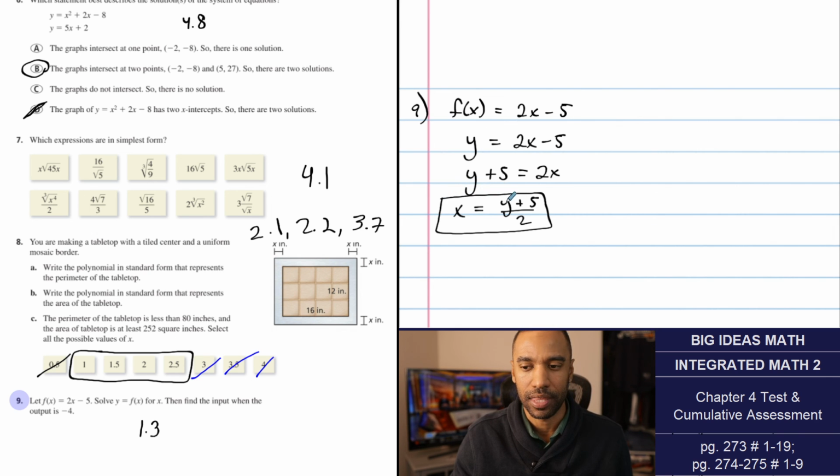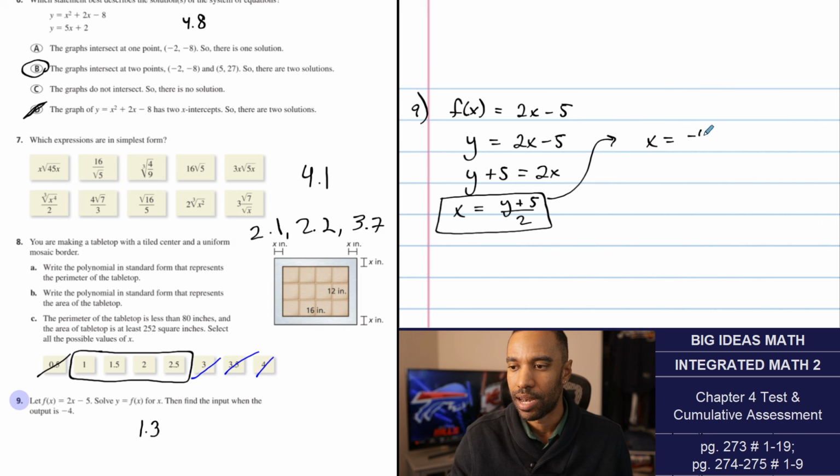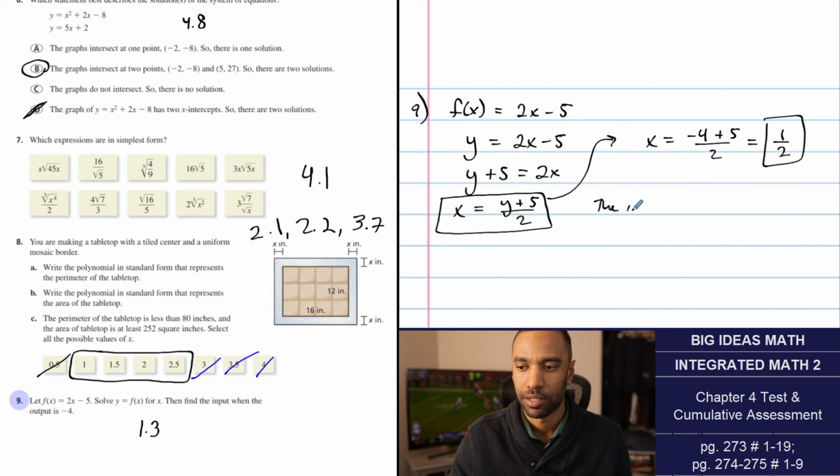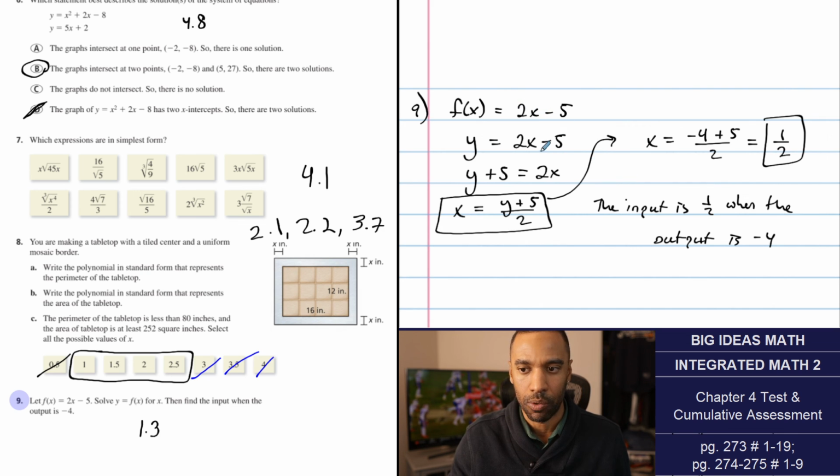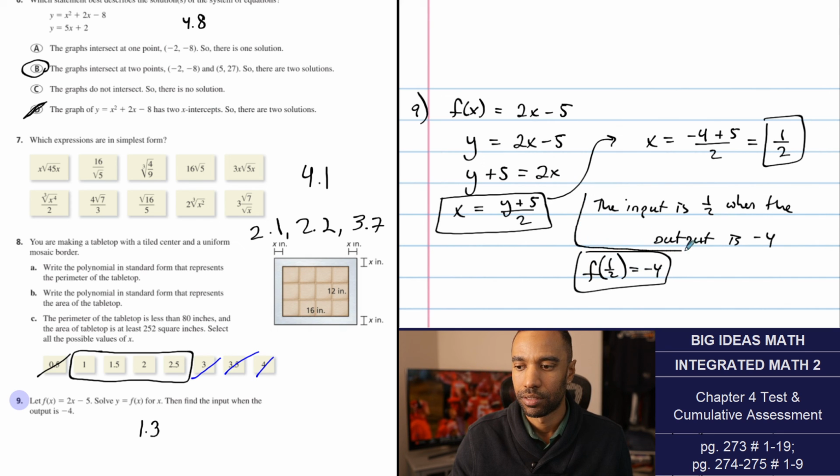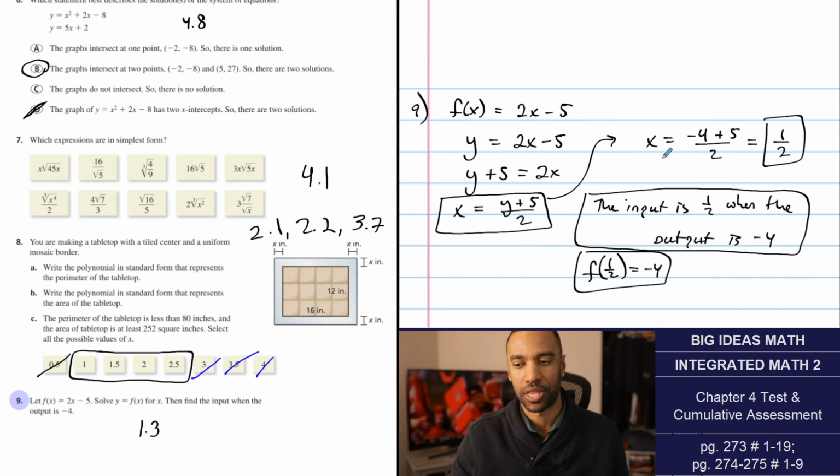Then we find the input when the output's negative 4. So now we substitute negative 4 for y. Negative 4 plus 5 over 2 is 1/2. So the input is 1/2 when the output is negative 4. Another way of saying that is if I substituted 1/2 into this equation, I would have gotten negative 4 for y, as in f of 1/2 equals negative 4 as well. But we found it using another method there.